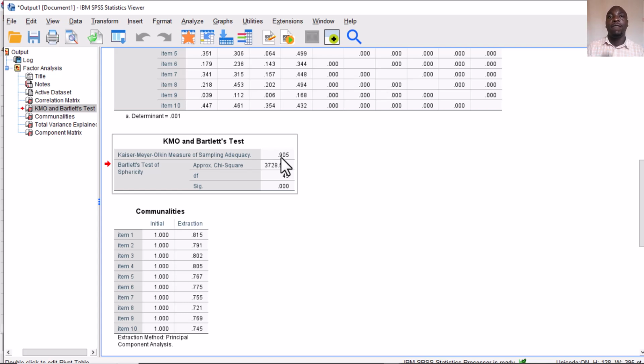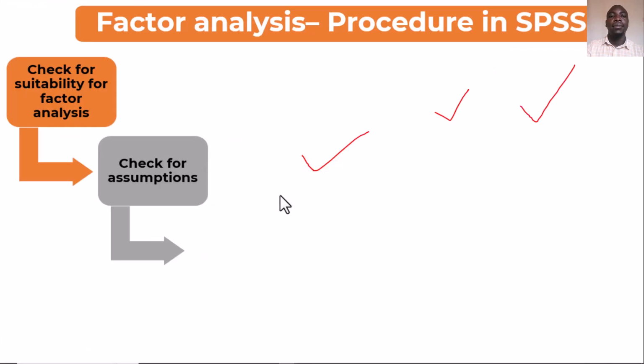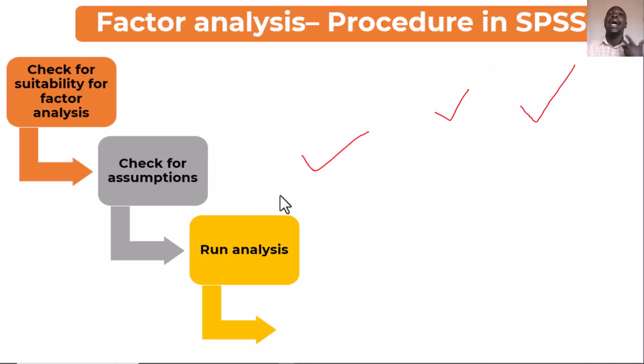Then we look at the Bartlett's test of Sphericity, which is actually testing whether your correlation matrix is significantly different from the correlation identity. So what we are interested in is a statistically significant value, which indicates that our data is fit for factor analysis. Those are the two outputs that we are interested in to determine whether our data is fit for factor analysis. So next we shall look at how do we run the analysis.